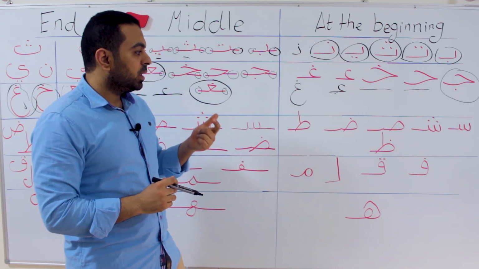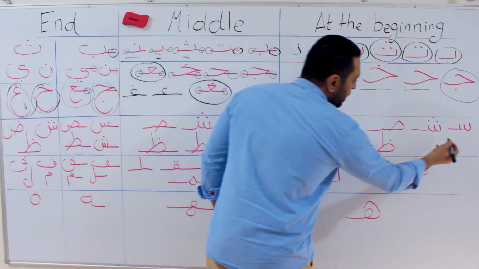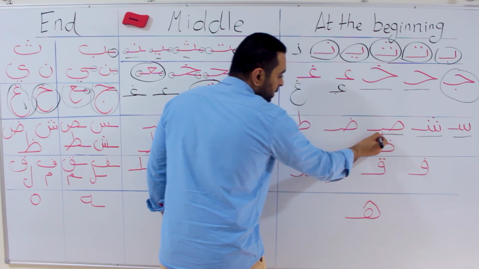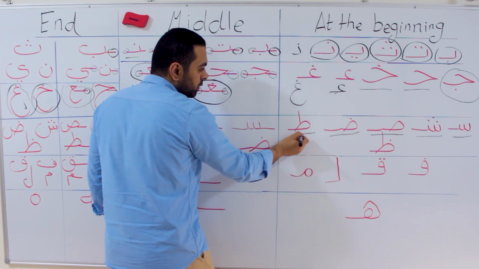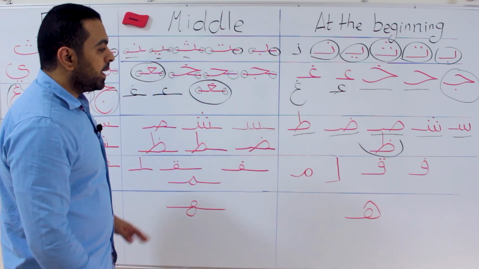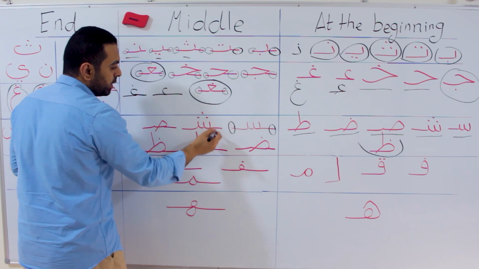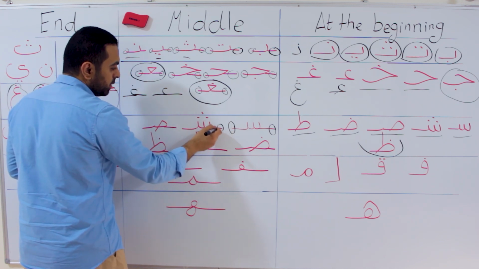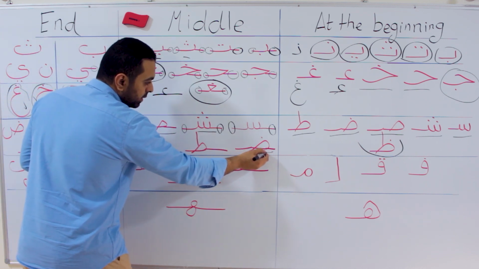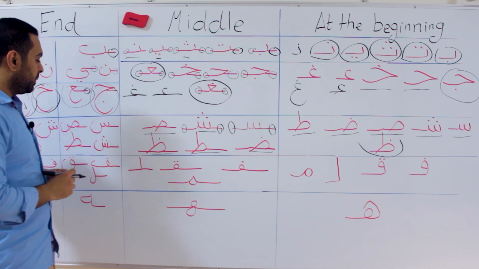Okay. The next group: Sin, Shin, Sod, Dod, Ta, Za. So this is Sin, Shin, Sod, Dod, Ta, and Za. In the middle, this is Sin connected from here and here. Shin, here and here, and Sod, and Dod, and Ta, Za.